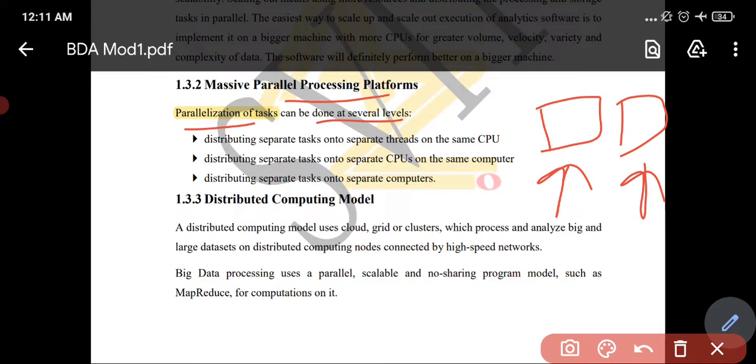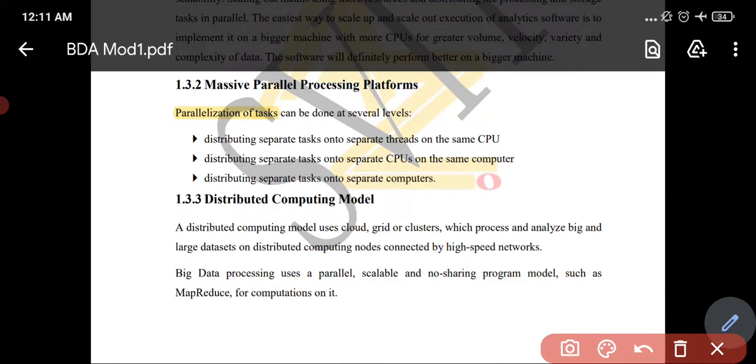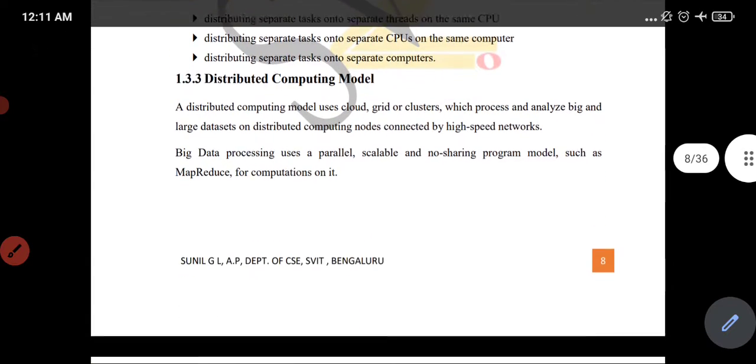It can be done at several different levels, that is, separate tasks onto separate threads on the same CPU, separate CPUs on the same computer, or even onto separate computers. We can distribute the subtasks onto separate threads on the same CPU, or separate CPUs on the same computer, or even on separate computers. So these are all the massive parallel processing techniques.